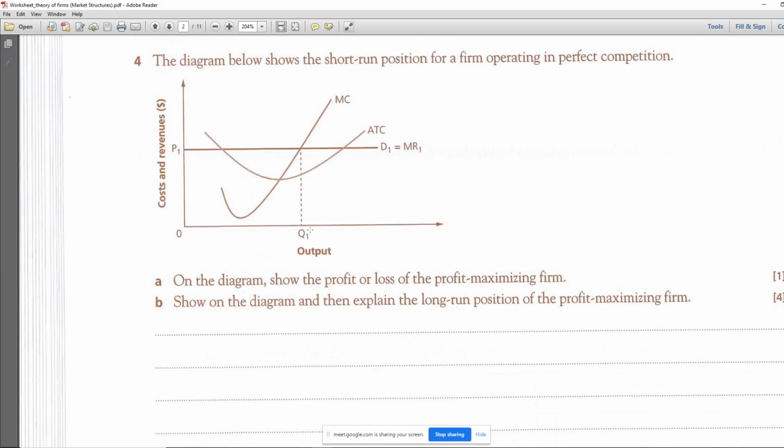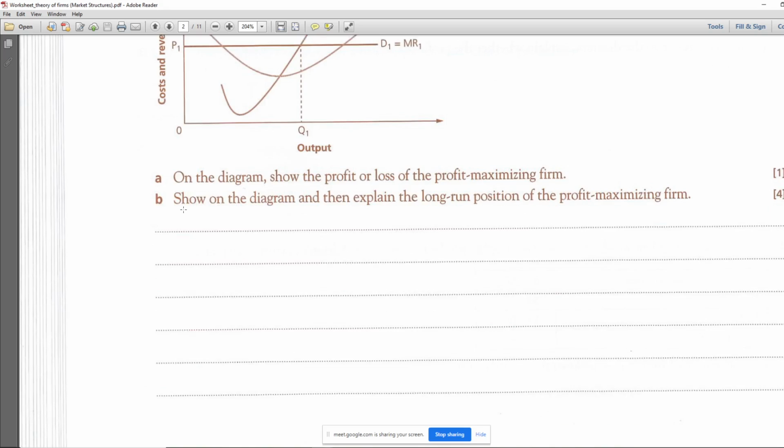Right, Q1. That's the profit maximizing output, and the area of profit will be ATC at Q1. This is the price that we are selling, and when we are selling at the average revenue P1, the average total cost is here. So once again, this rectangle here, that is your economic profit.